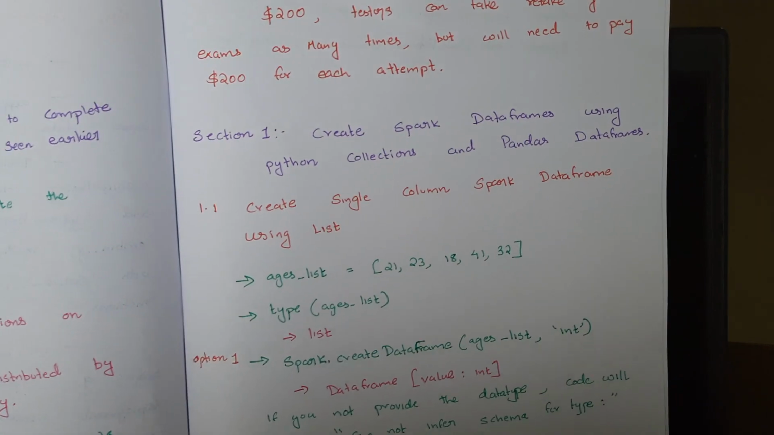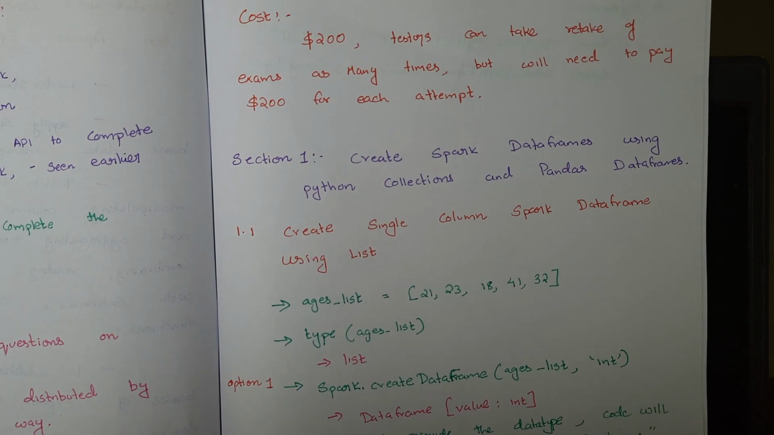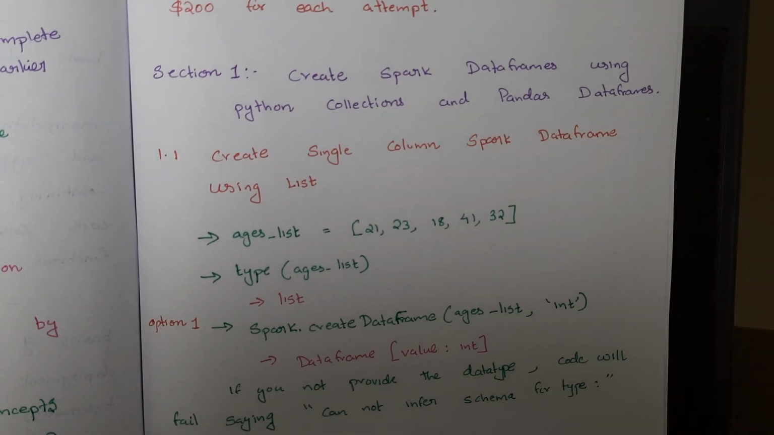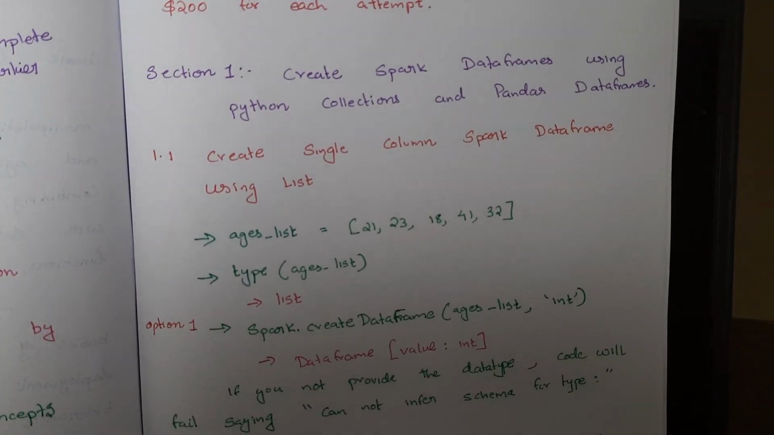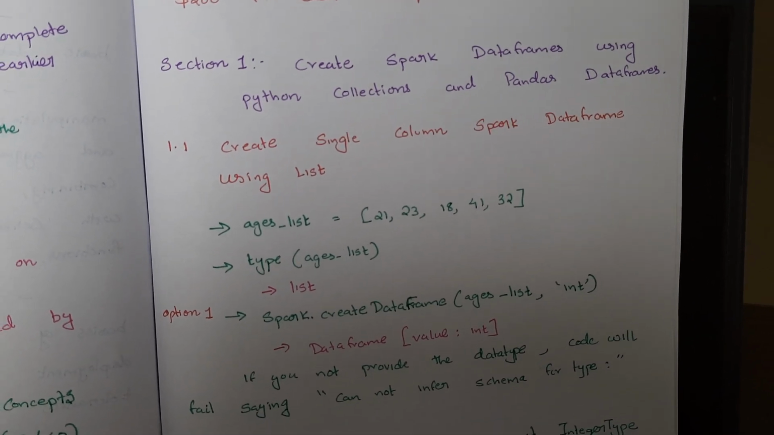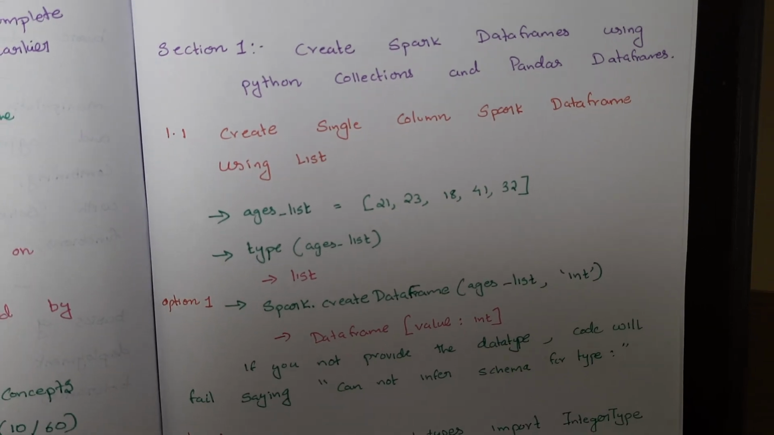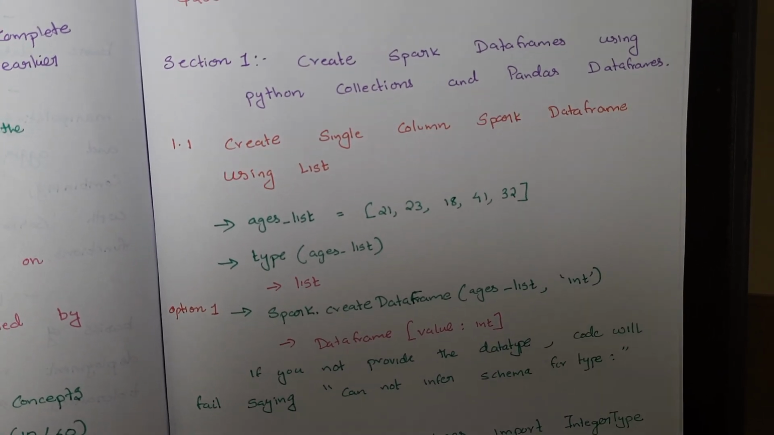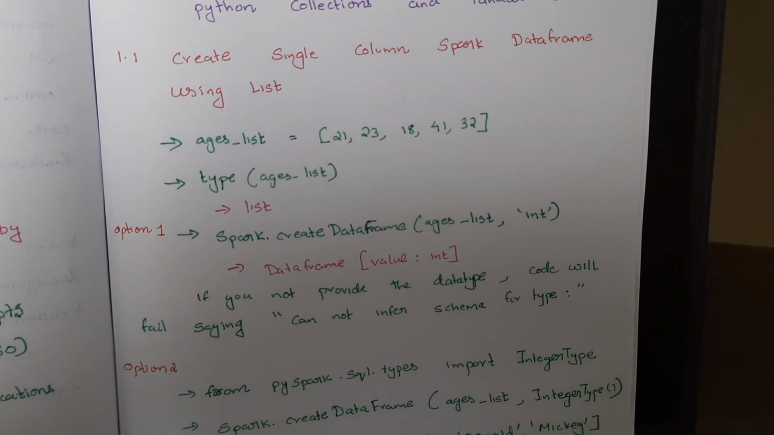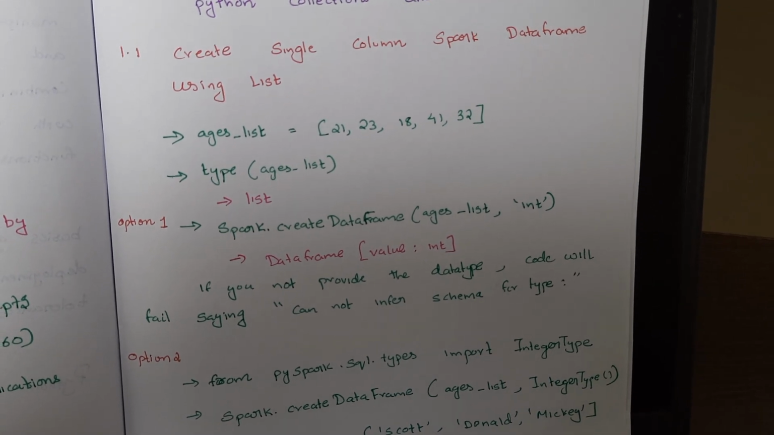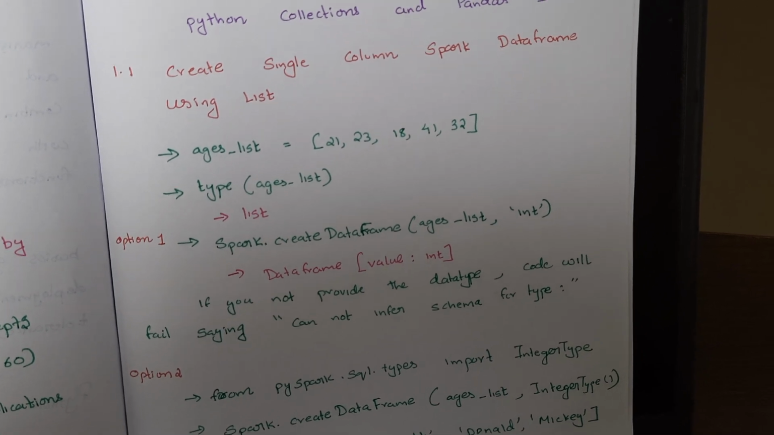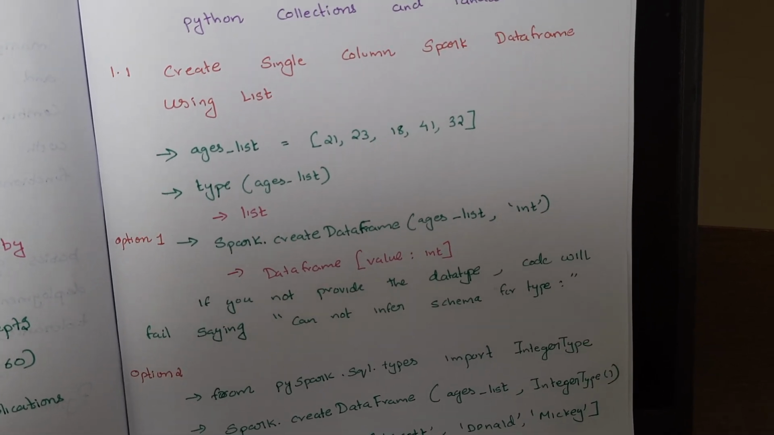Now let's quickly jump into the first session, creating a DataFrame using Python and pandas. First we'll create a single column DataFrame using a list. Let's say we have an ages list as a variable which has a list of integers. If you check the type of this ages list, it is a list. To create a DataFrame we have two options. The first option is spark.createDataFrame with the ages_list variable, comma, int, because the type is integer, so we are providing that as int.